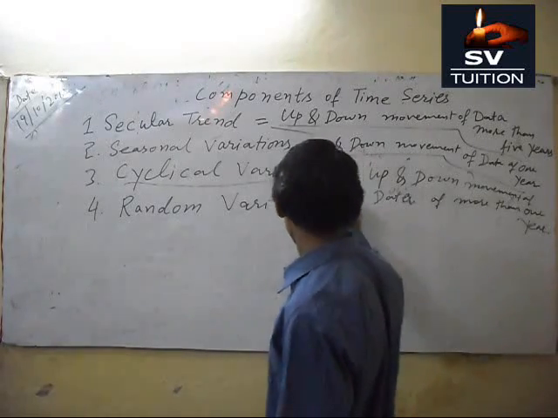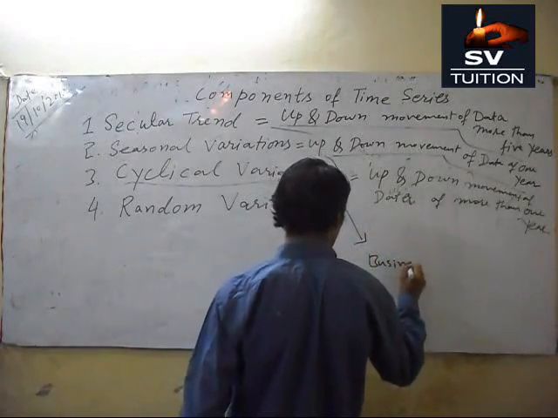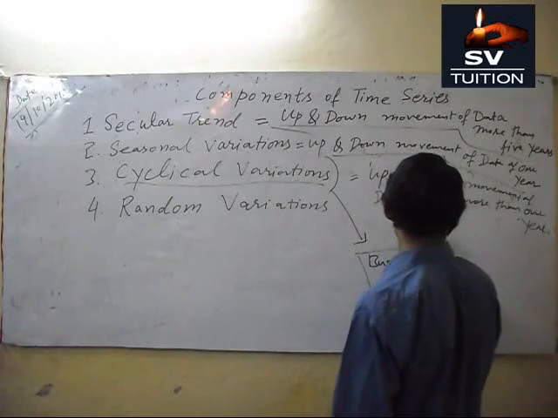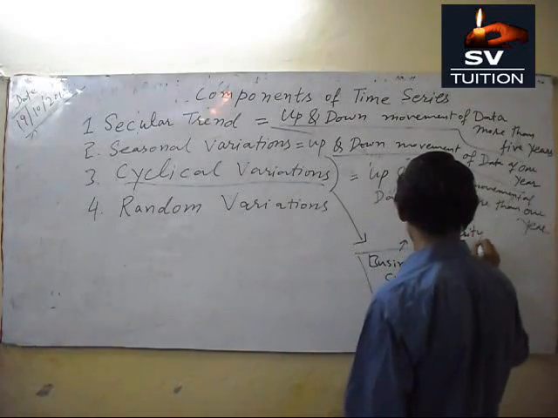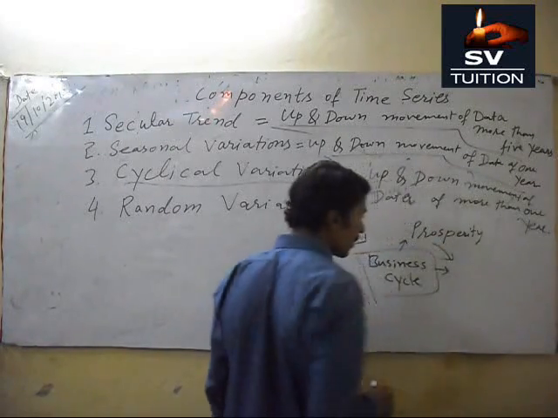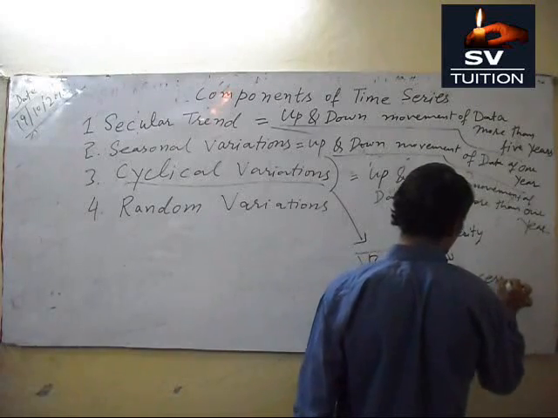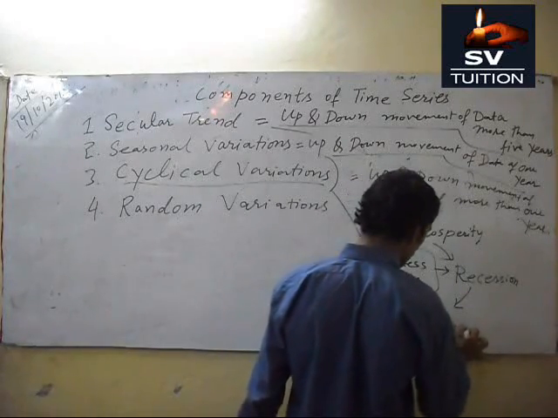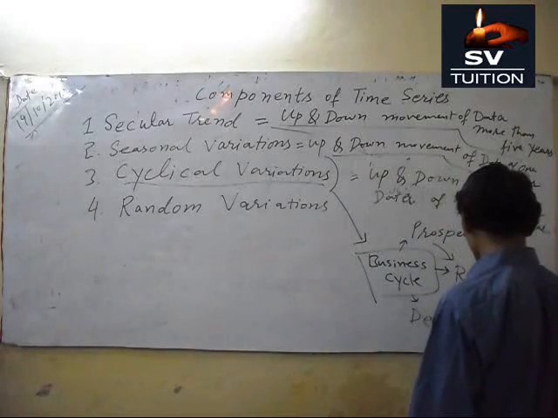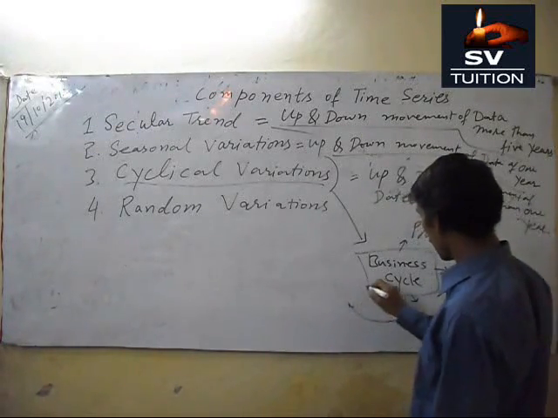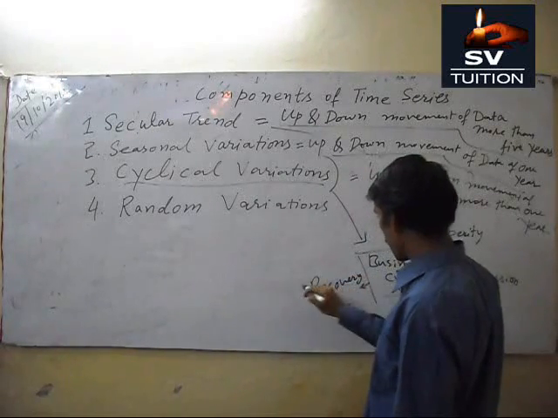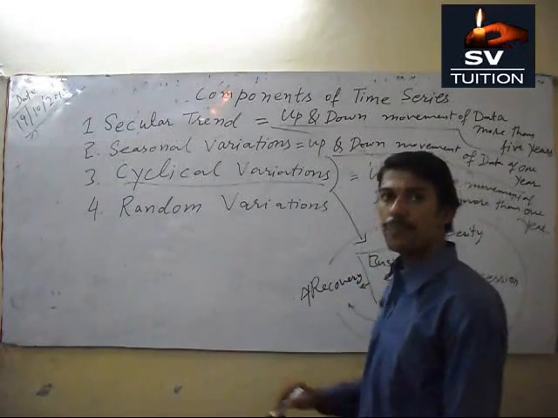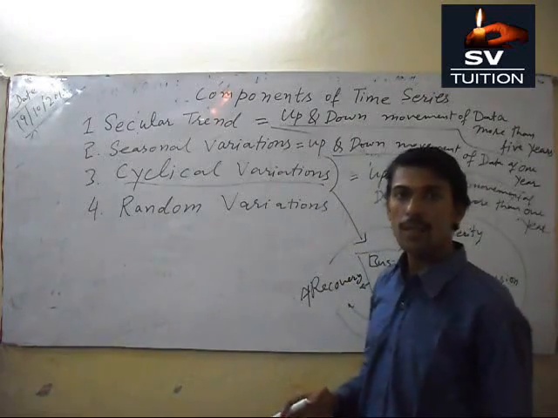Suppose business cycle. In the business cycle, first we see prosperity. Then we see recession. Then we see depression. And then we see recovery. So this is a cycle, and then prosperity. So this up and down movement of data is more than 1 year.